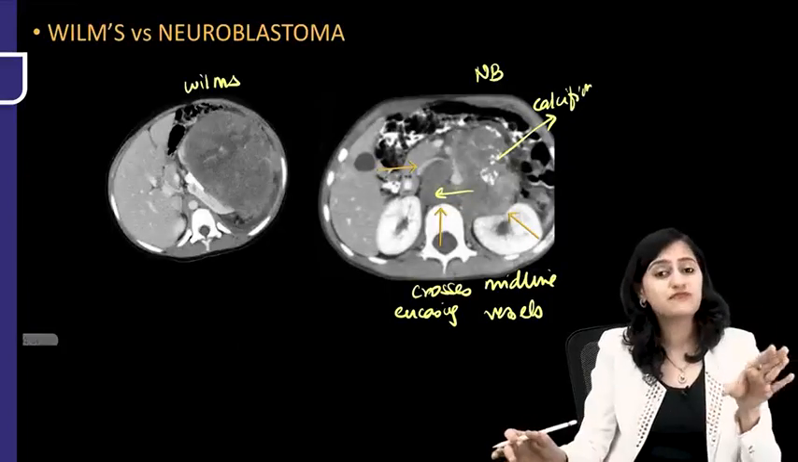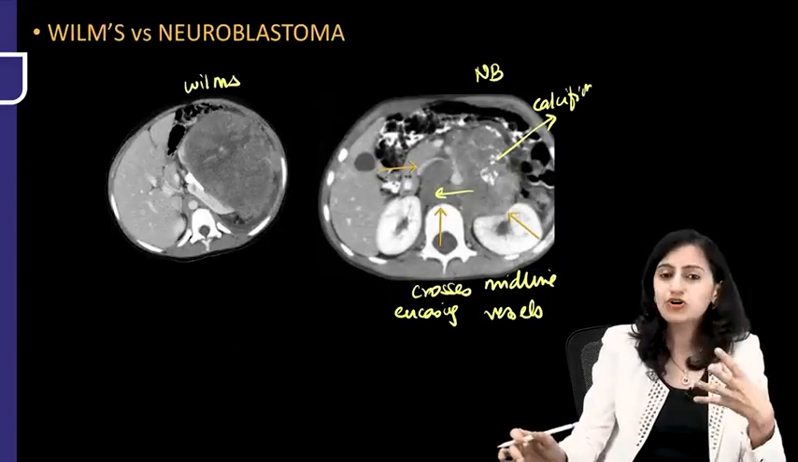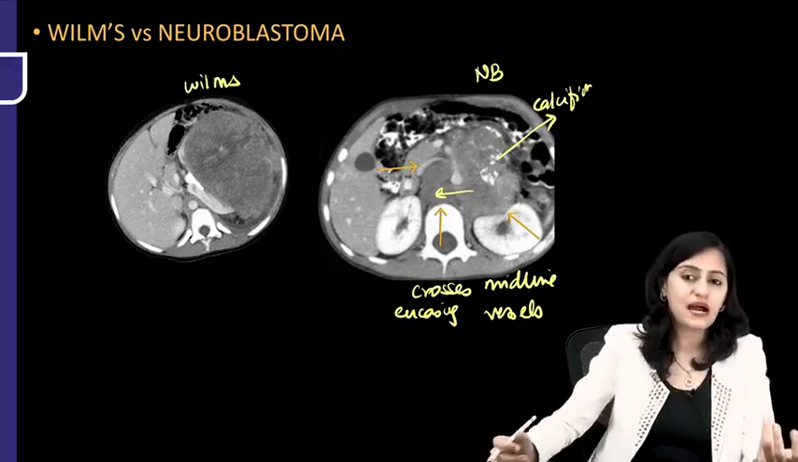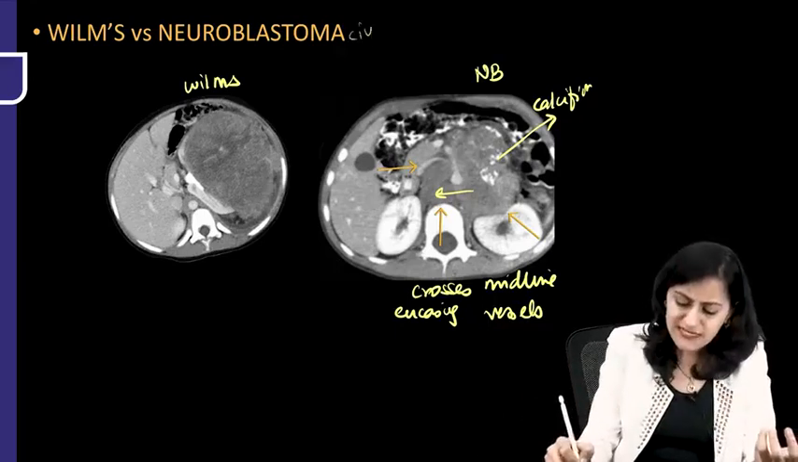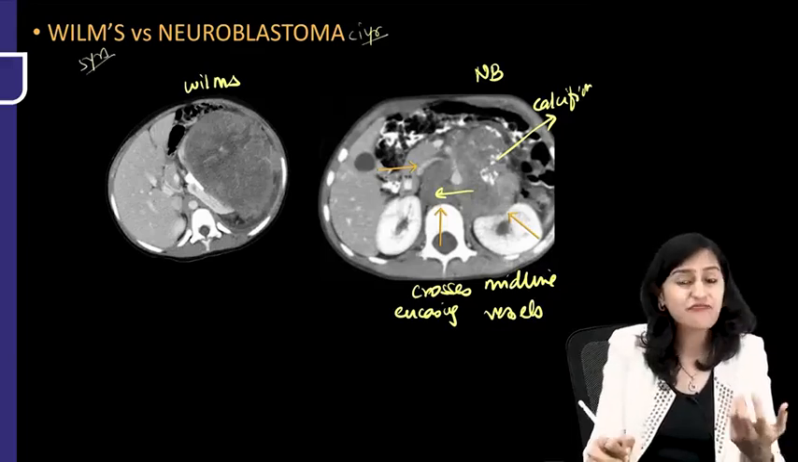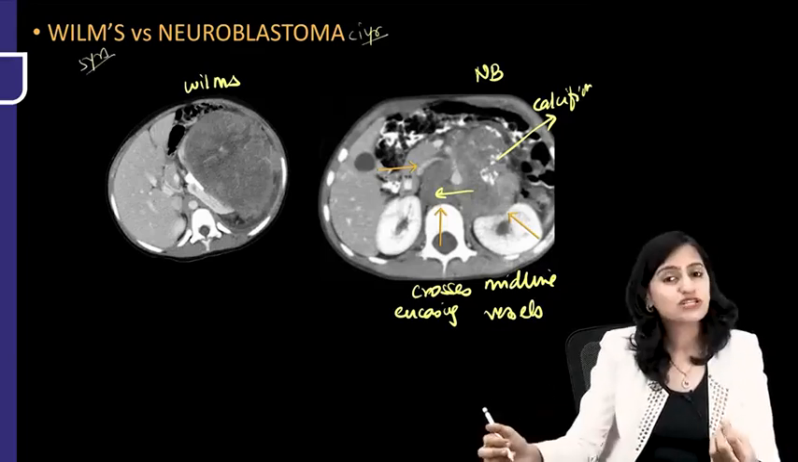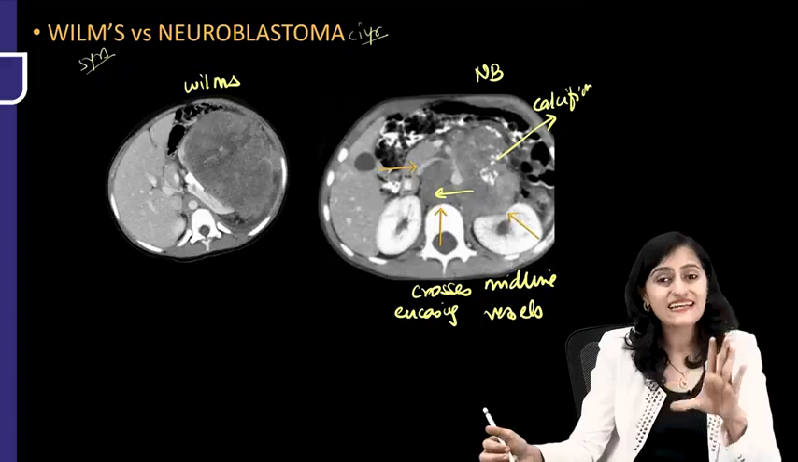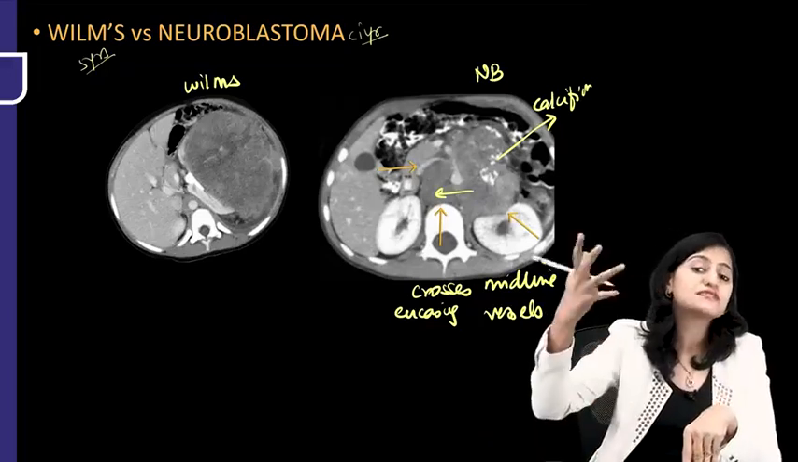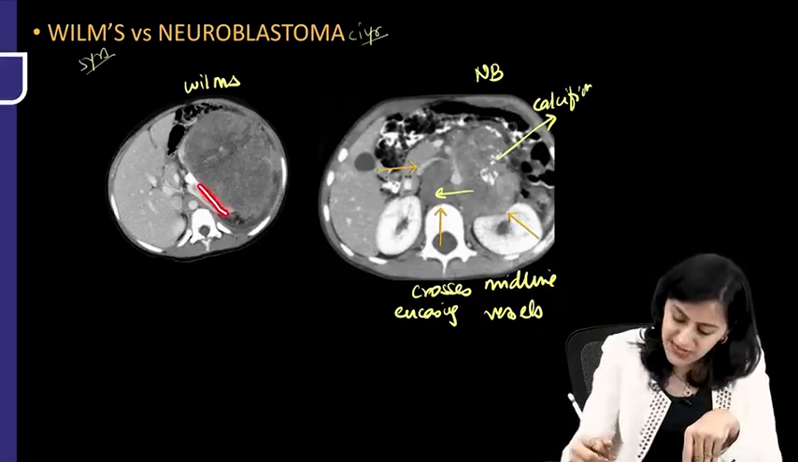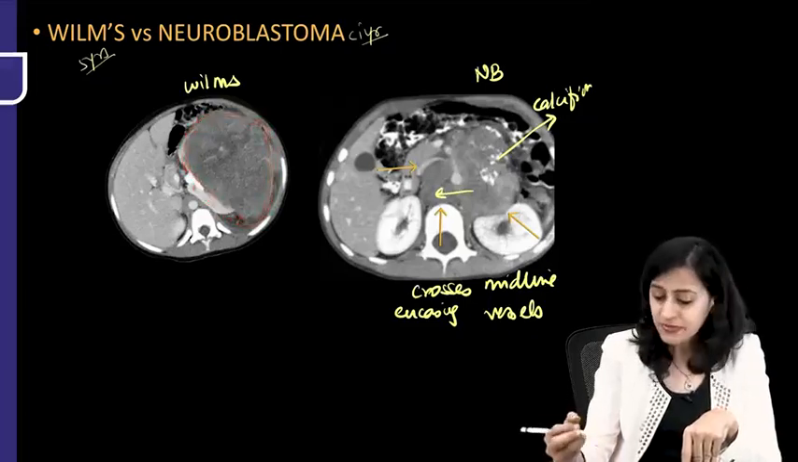How do you differentiate a Wilms from neuroblastoma? So, a child with an abdominal mass: neuroblastoma could be less than 1 year as well. Wilms is around 5 years. And the radiological features: Wilms arises from the kidney. Neuroblastoma is suprarenal. So, this you would see is actually arising from the kidney.